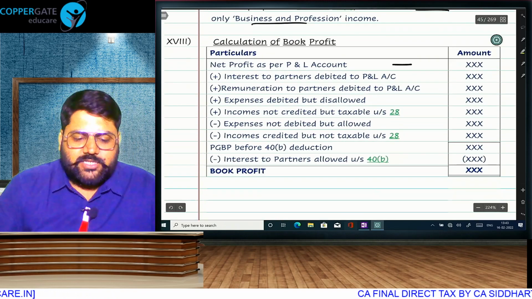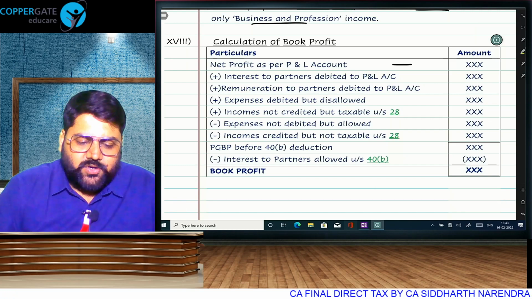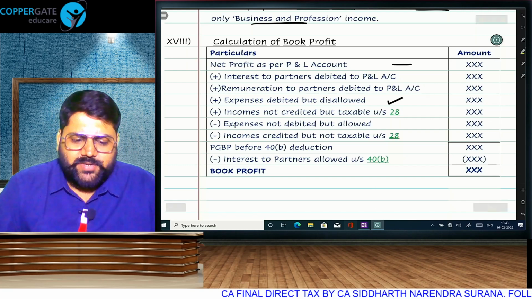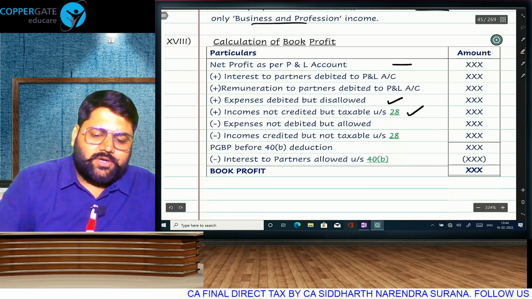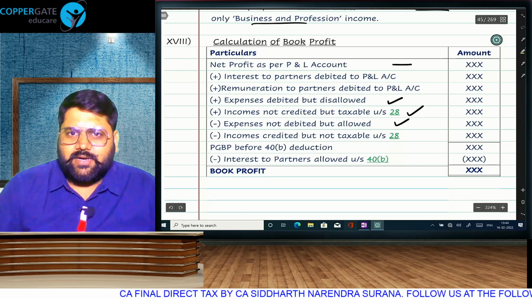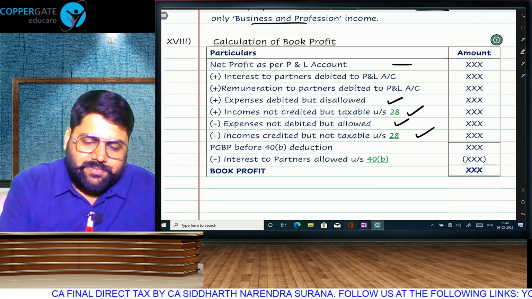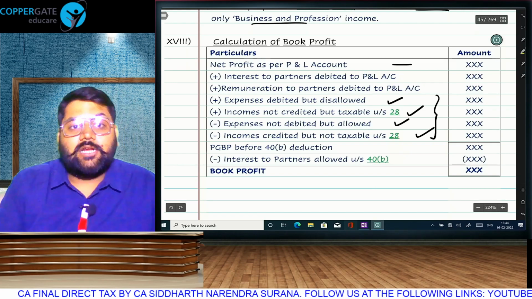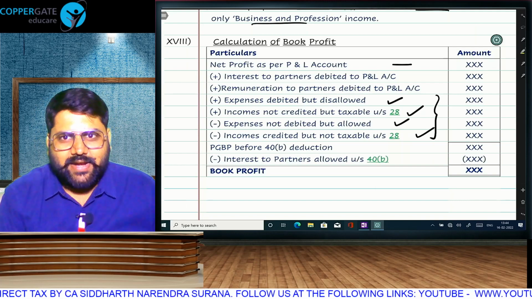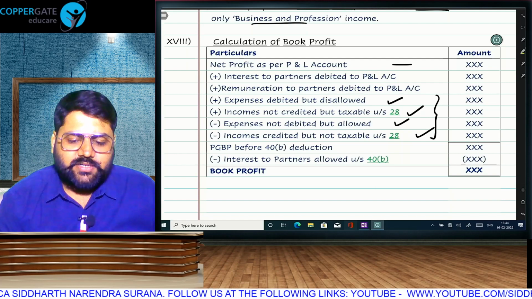Start with net profit as per profit and loss account. Do all your PGBP adjustments. What are the PGBP adjustments? Expenses which are debited but disallowed, added in PGBP. Incomes which are not credited but taxable, you add them. Expenses which are not debited but allowed, you less them. Incomes which are credited but not taxable, you less them. If you observe carefully, these are the general PGBP adjustments. PGBP chapter also, if you open, you will get these adjustments. Net profit and these 4 adjustments will give you your taxable PGBP.